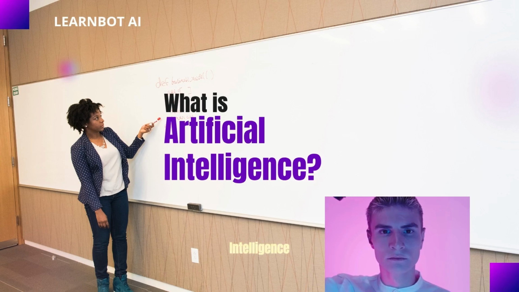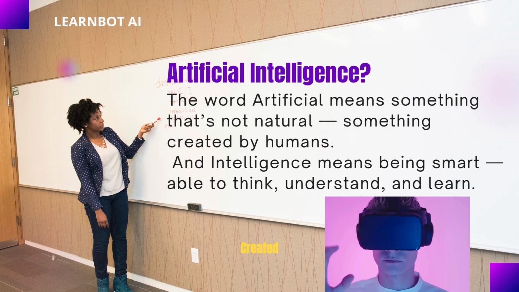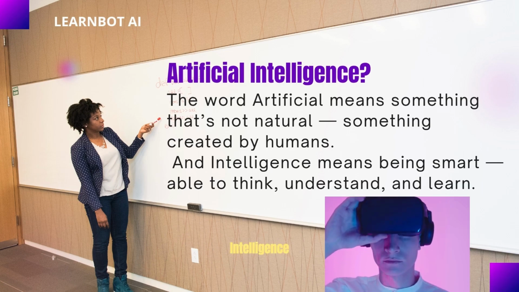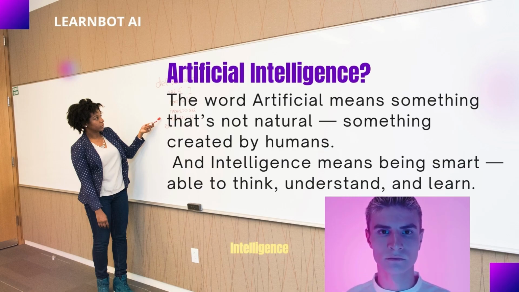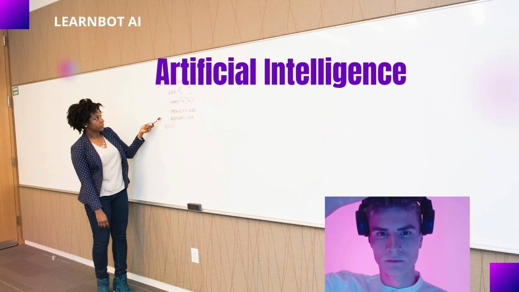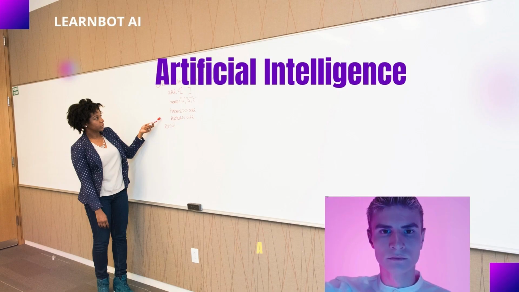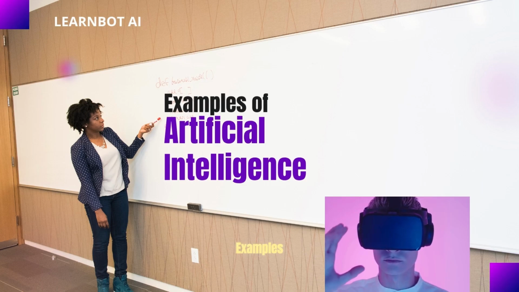What does artificial intelligence mean? Let's break it down. The word artificial means something that's not natural, something created by humans. And intelligence means being smart, able to think, understand, and learn. So, artificial intelligence simply means a machine or computer system that has been made to think and learn like a human being. It's like giving your computer or phone a small brain that helps it solve problems, make decisions, and get better over time. Real-life examples you know.